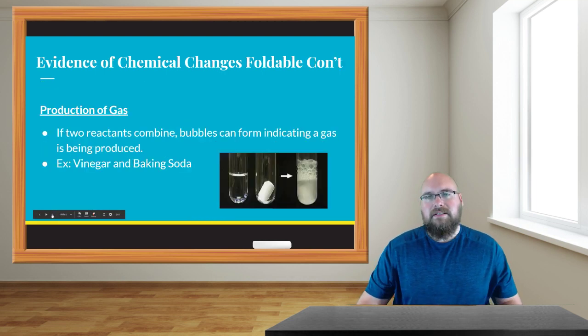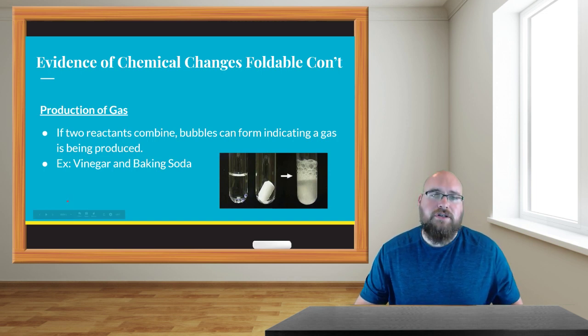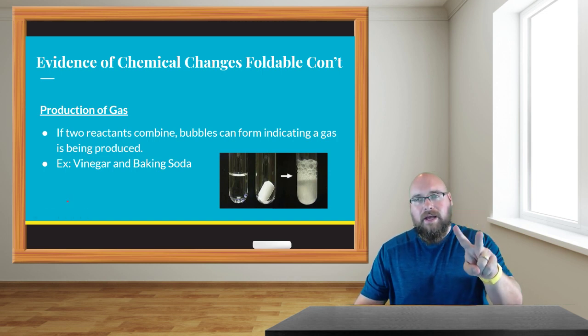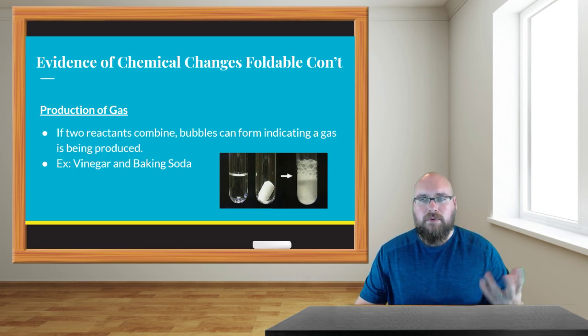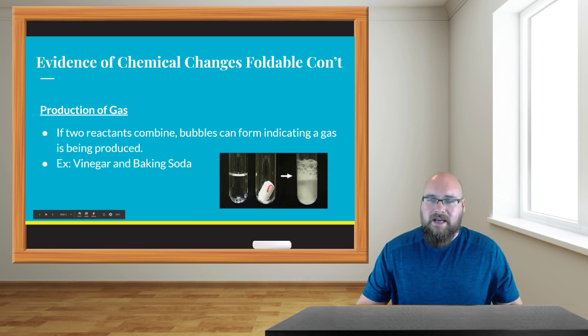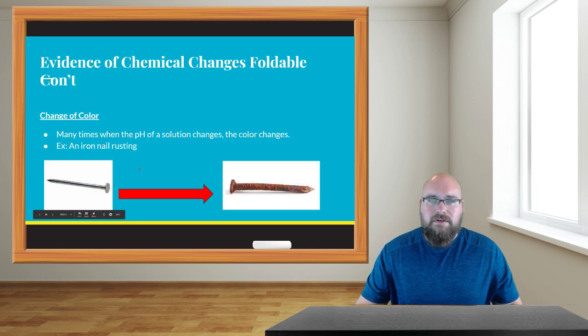Let's talk about the different ways you can tell a change has happened. Let's start with the production of gas. If two things combine and bubbles form, making a gas, this tells us that we have a chemical change going on. If I take a baking soda tablet and vinegar and put them together, I'm going to get bubbles. That's because CO2 gas is being created, and CO2 was not a part of either of the first two ingredients.